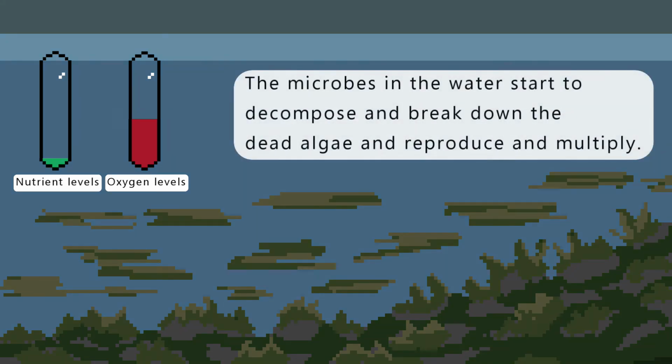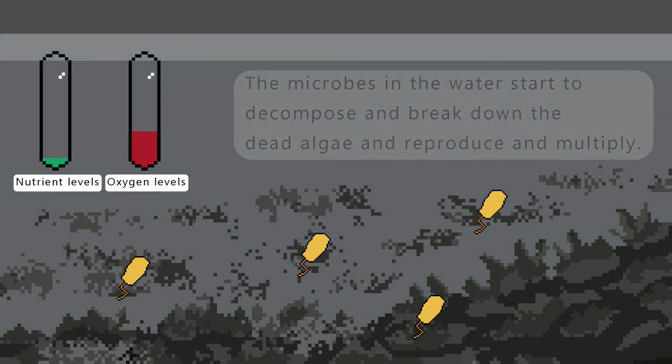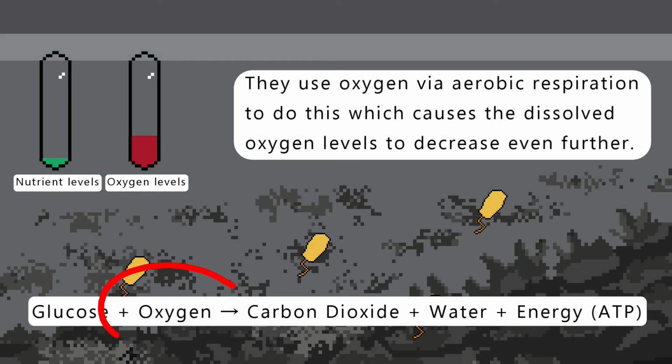The microbes in the water start to decompose the now dead plants and algae and break them down, and the microbes begin to reproduce and multiply. They use oxygen via aerobic respiration to do this, which causes the dissolved oxygen levels to decrease even further.